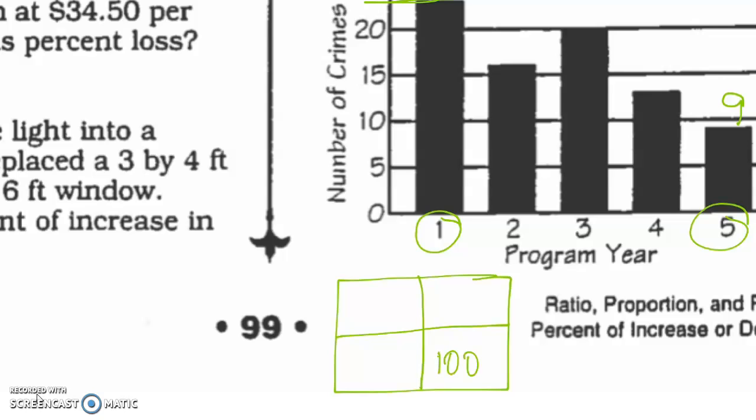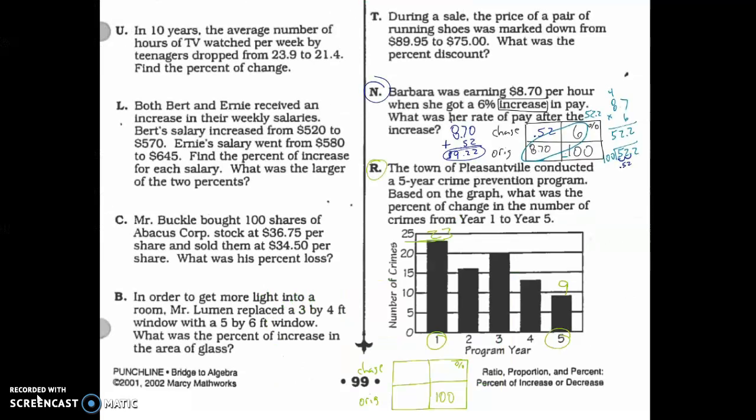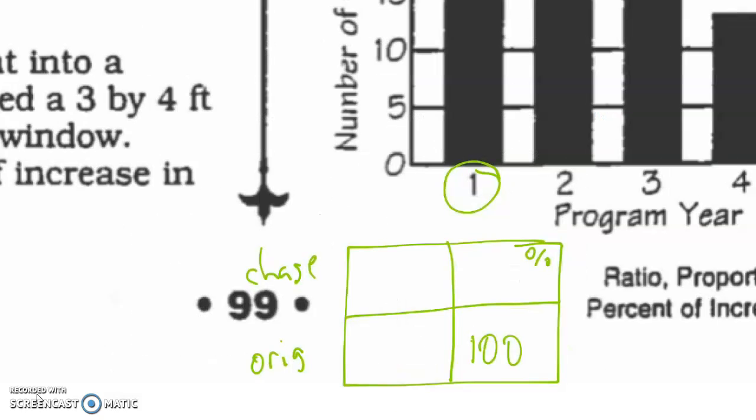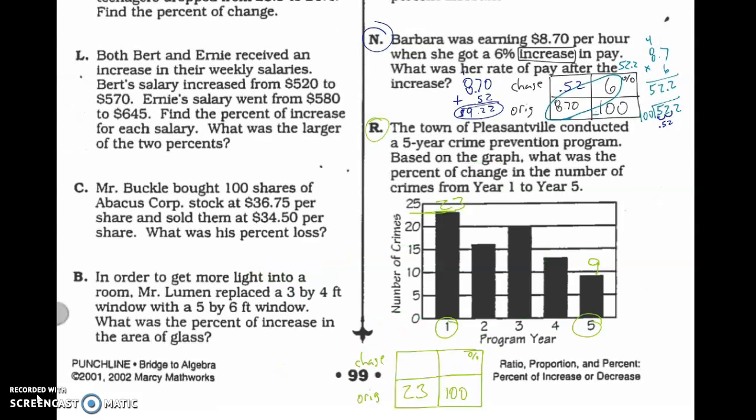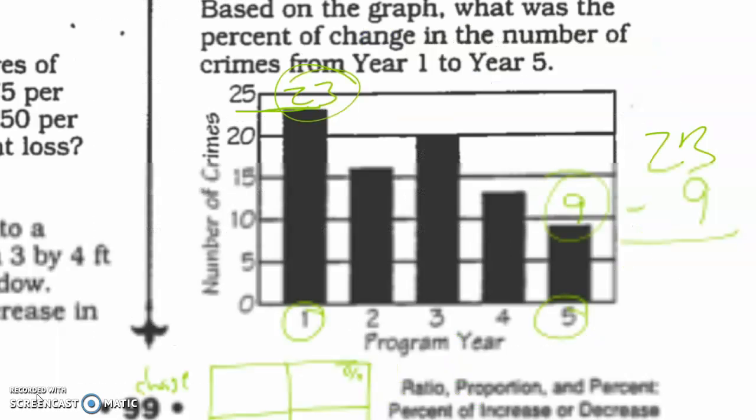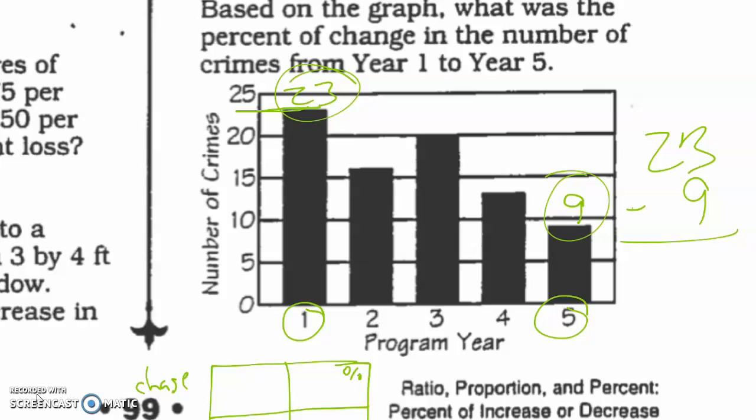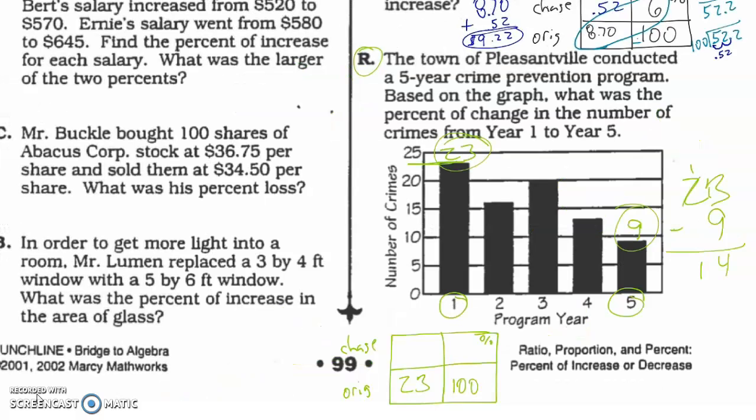100 on the bottom right. Percent is above that. The change, the original. Okay, what is the original? Original would be year 1, which we said was 23. The change, it went from 23 to 9. So what is the change in that? 23 to 9. So just subtract 23 minus 9. That is going to be 14, I believe. 14. So the change is 14.